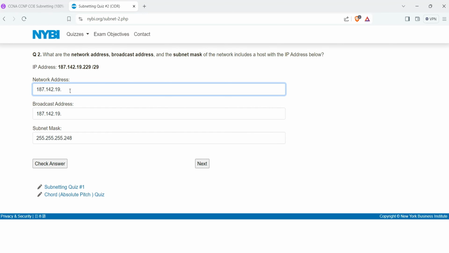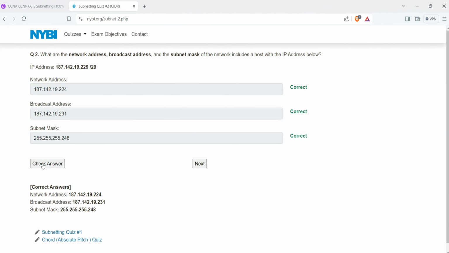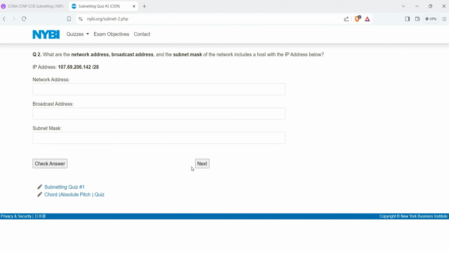Okay, so eventually it's going to be between 224 and 232 because I'm jumping by 8. Where does the 229 fall under? Between 224 and what? 232. So 224 is the network ID and 231 is the broadcast. And let's check answer. There we go.